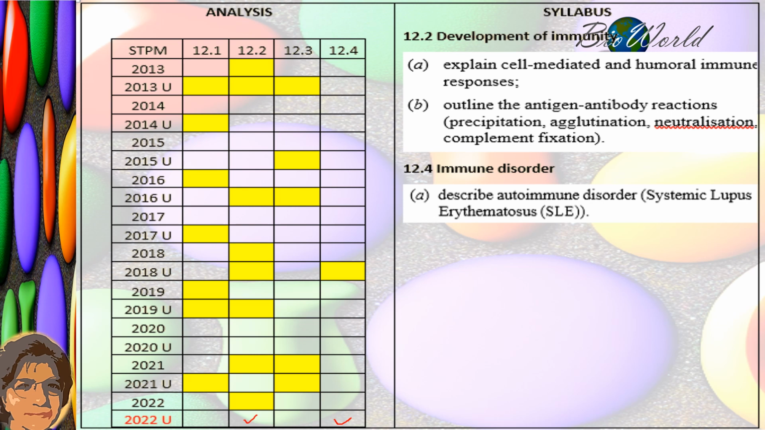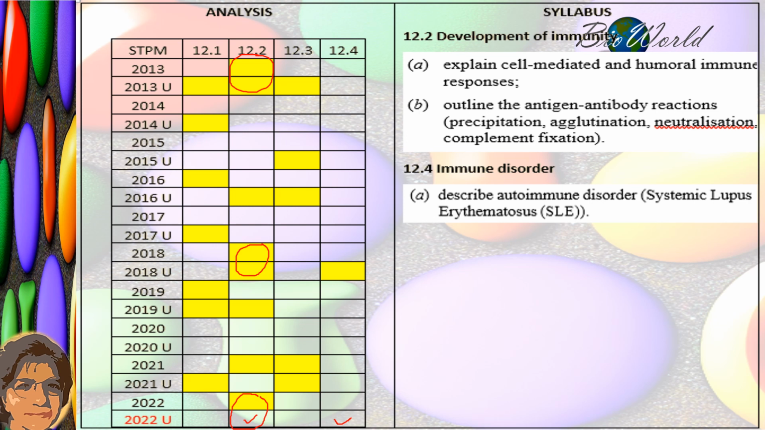If you look at 12.2, in the year 2013 and its repeat, it was questioned back to back. 2018 and repeat, it was also questioned back to back. So I feel 2022 would be similar. And the reason why I'm choosing 12.4 is because I feel that it has been a very long time since it was tested. So let's have a look at what is in these two subtopics.